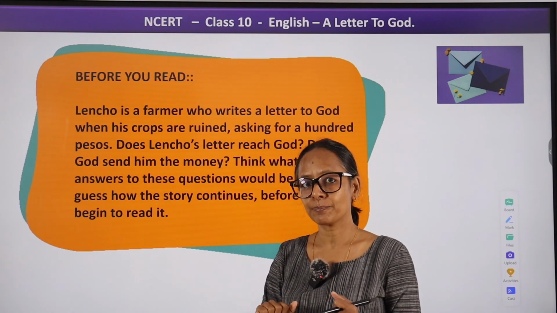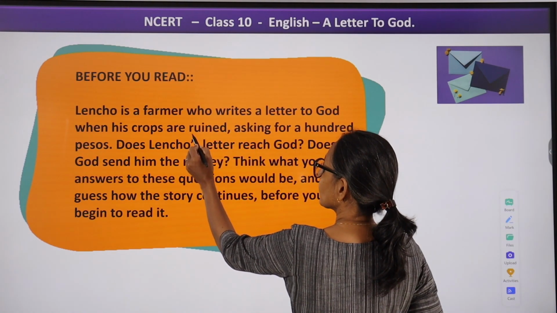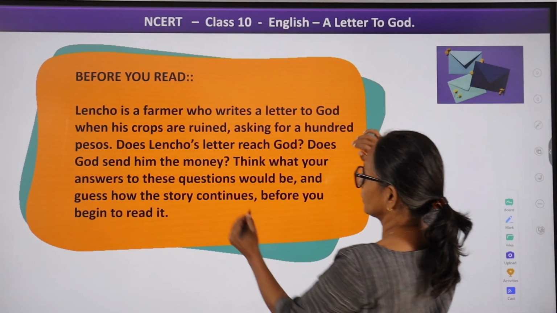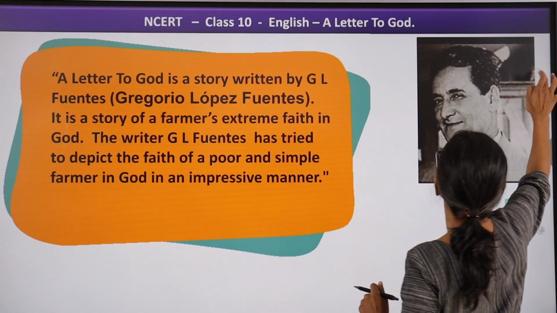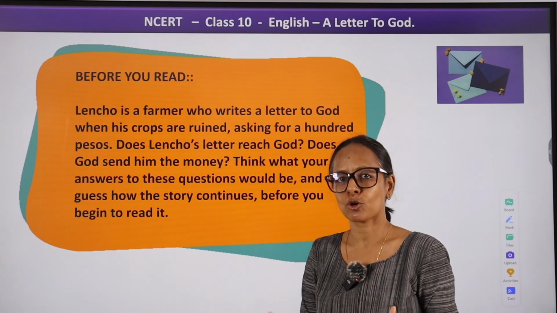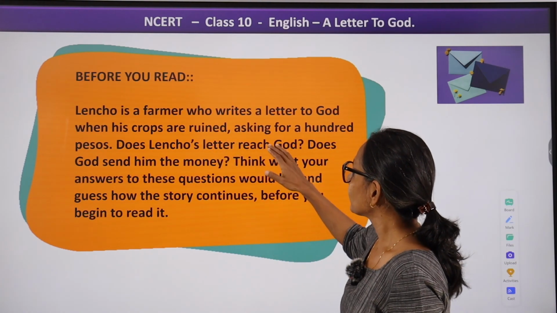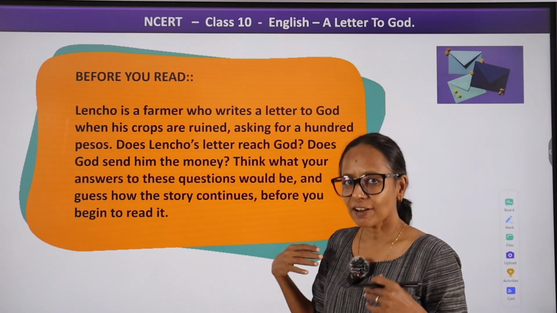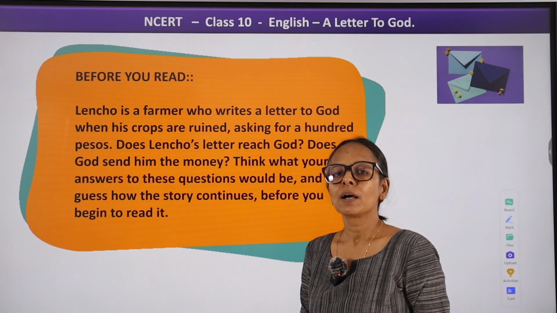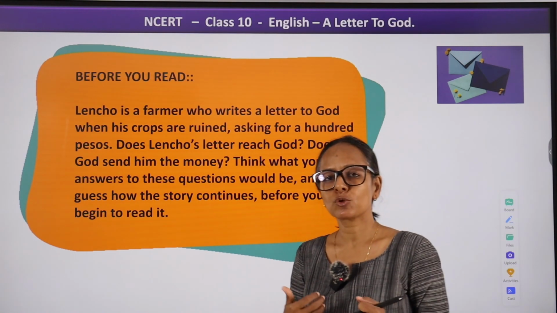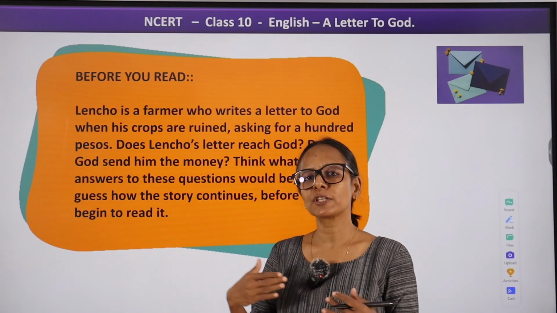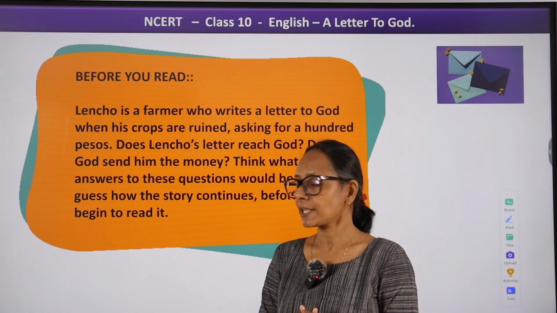What does ruin mean? Ruin means getting destroyed. So when his crops are getting destroyed, what does he do? He is writing a letter to God asking for what? For 100 pesos. What is a peso? A peso is a form of currency. Like rupee in India, most of these Latin American countries have peso as their currency.